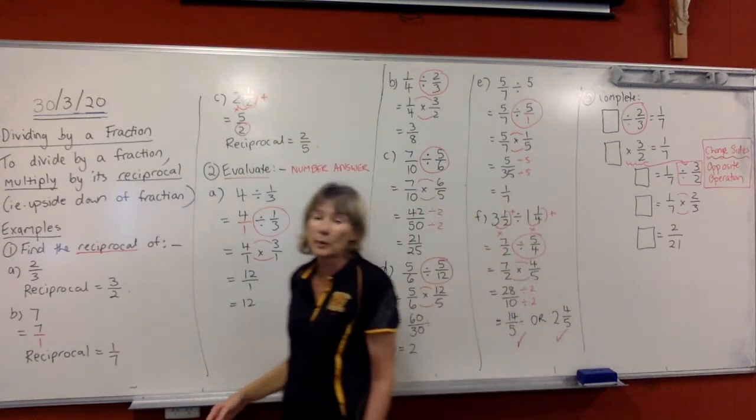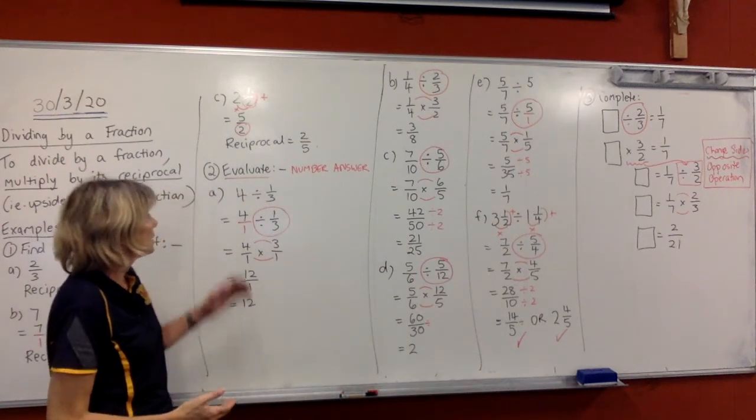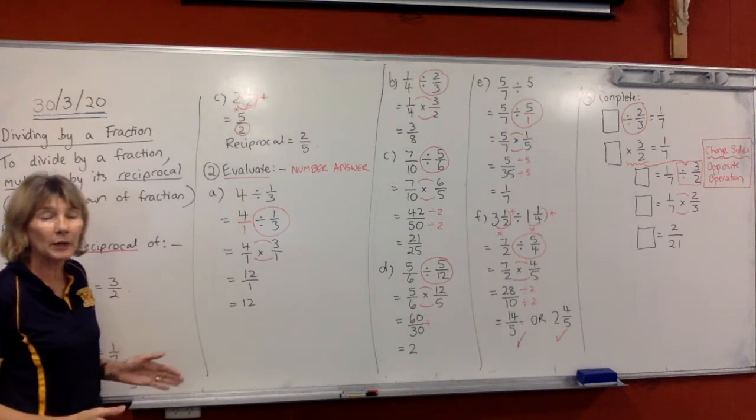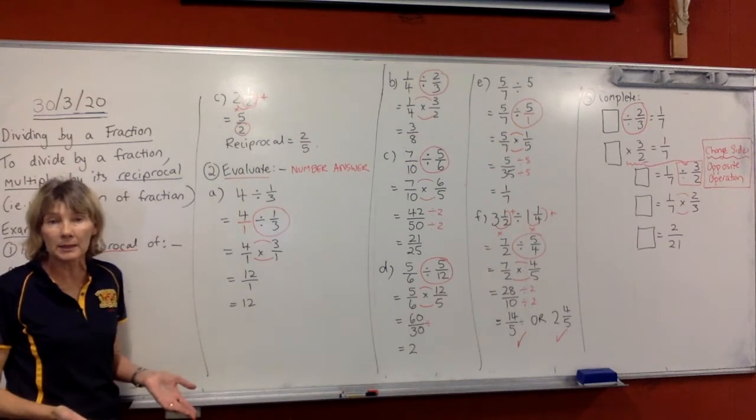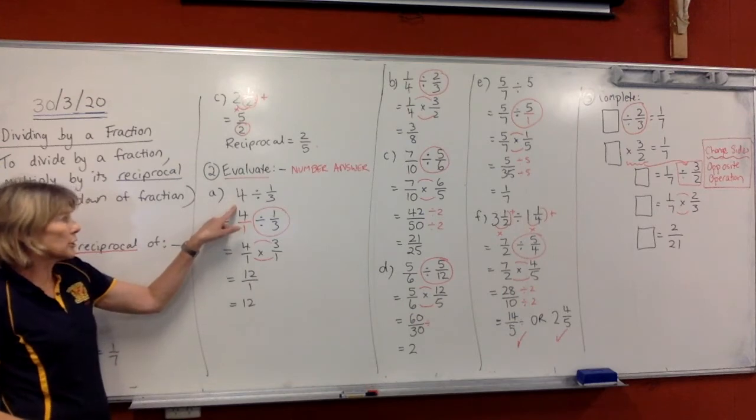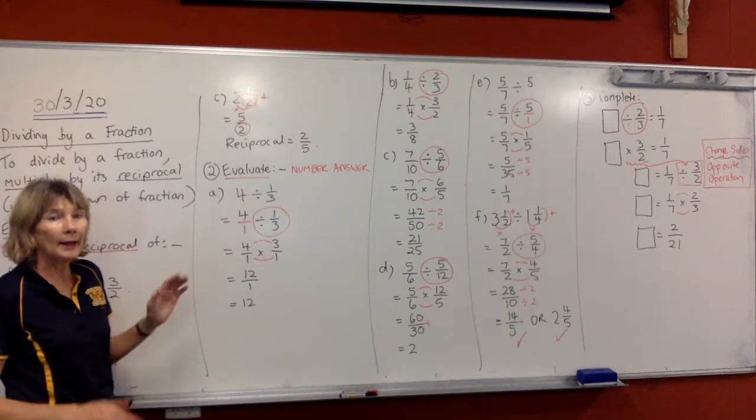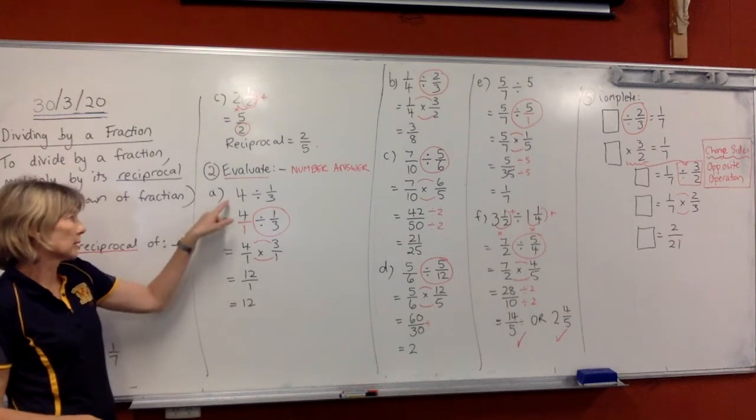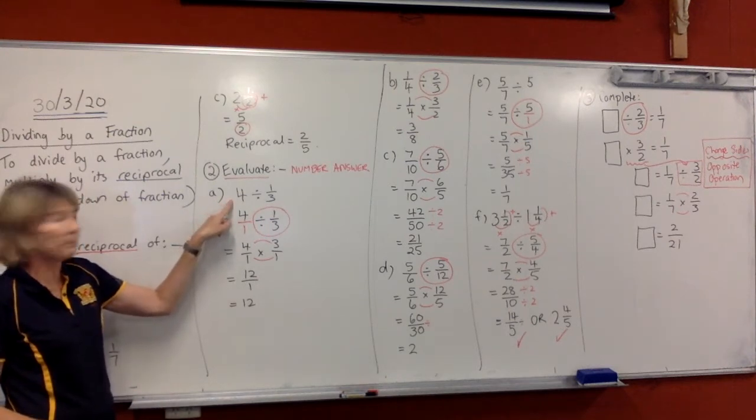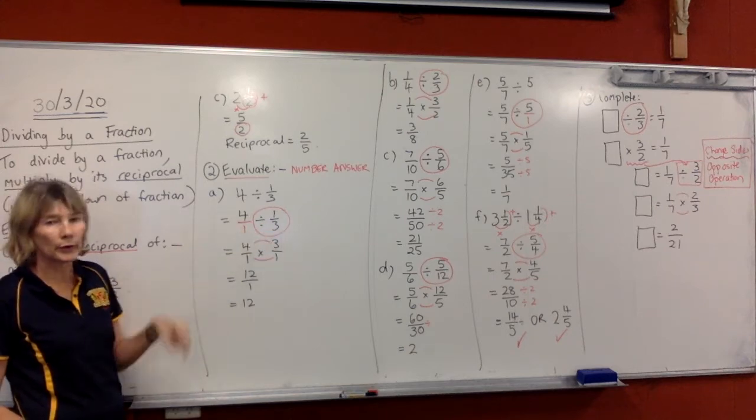These next questions, we're actually doing the divisions by a fraction. So the question says evaluate. Evaluate means get a number answer. So we're going to go all the way down until we get a number. This is the question. We have 4 divided by 1/3. Everything has to be written as fractions. So because it's a whole number, we're going to write it as 4/1 divided by 1/3.